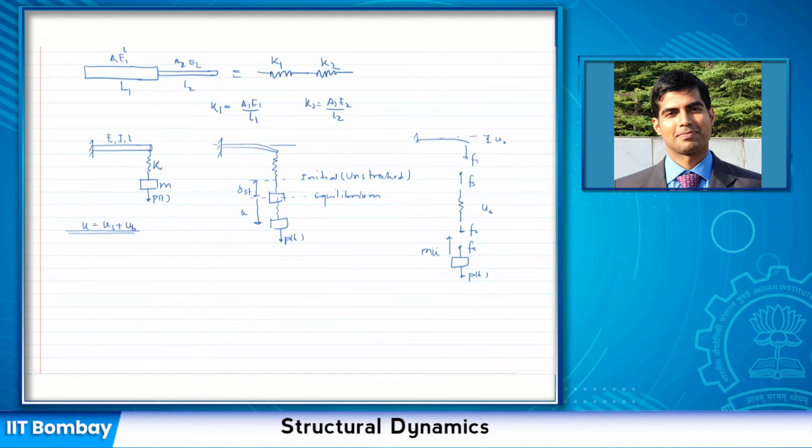In terms of forces, Fs would be whatever the stiffness of the beam, which of course in this case would be 3EI by L cubed. I'm not writing that one, I'm just writing Kb here, times Ub. Fs would also be equal to Ks times Us. And then if I consider the equilibrium of the mass m, it would be m u double dot plus Fs, and that should be equal to Pt.